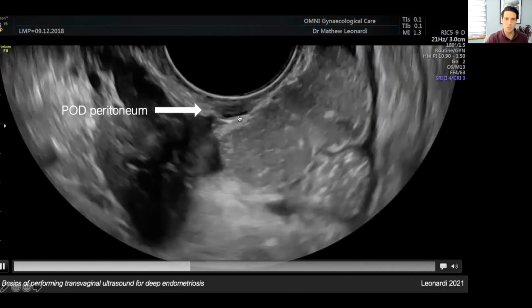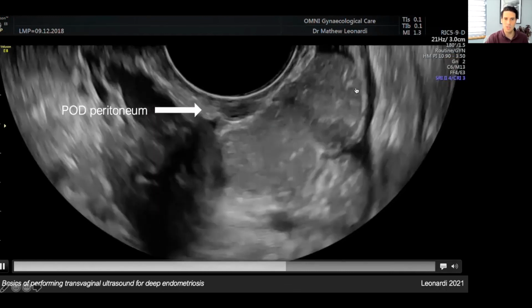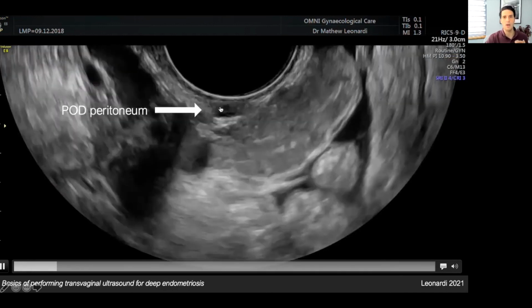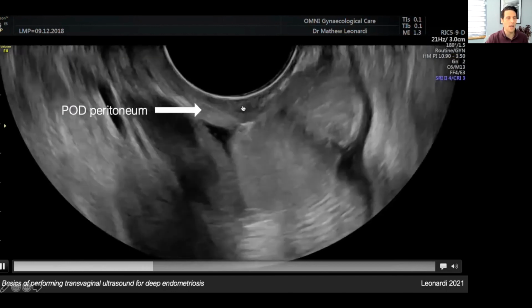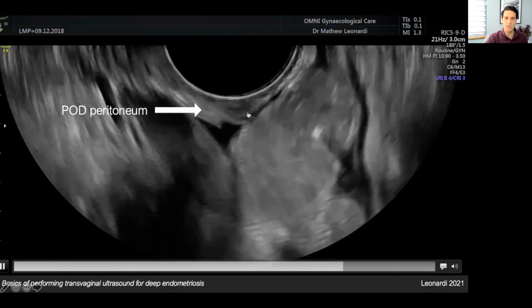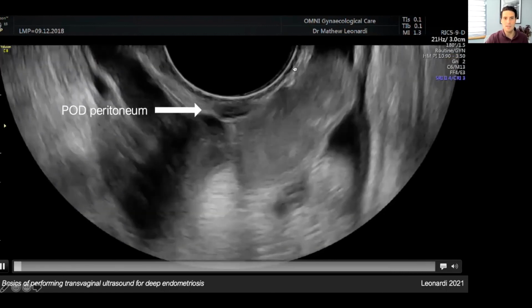So if this nodule is in the space just adjacent to the small bowel, it is not retroperitoneal. A rectovaginal septal endometriosis nodule has to be retroperitoneal, and this is not retroperitoneal. So this is actually just in the peritoneum adjacent to the vagina.